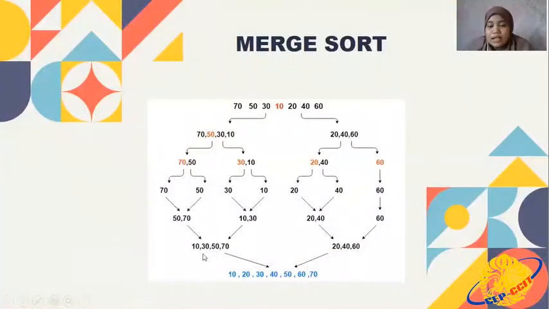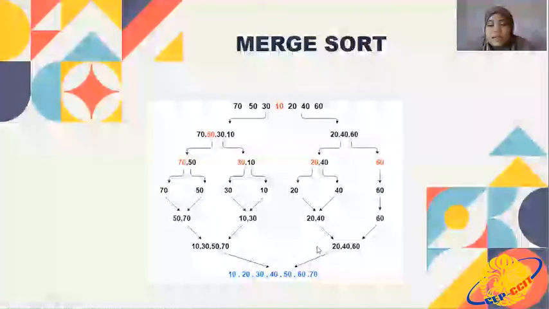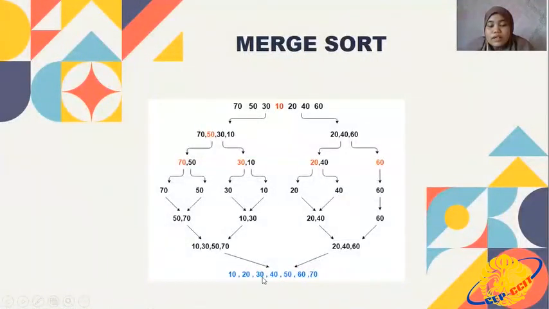How do we get this? Between 10 and 20, the smaller is 10, so we put the 10 in the first place. 30 and 20, the smaller is 20, so we put the 20 in the second place. And 30 and 40, the smaller is 30, so the 30 goes here, and then 40. We do this until all members are done, so we can get the result.